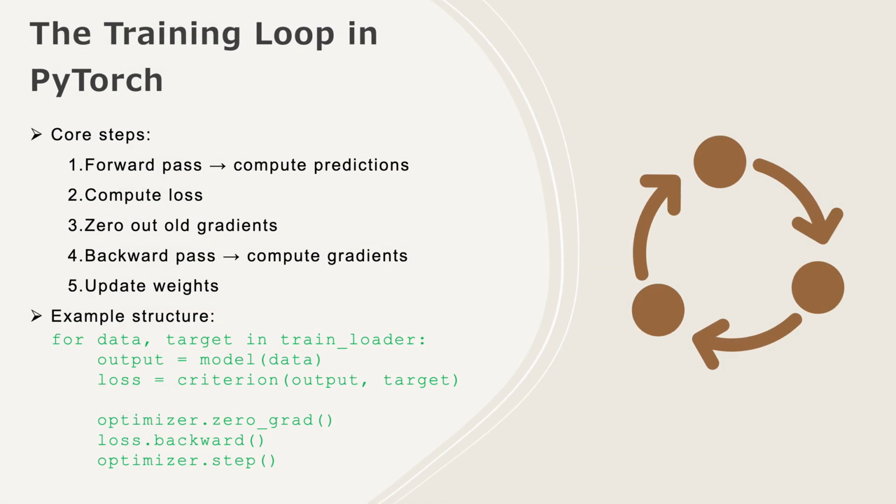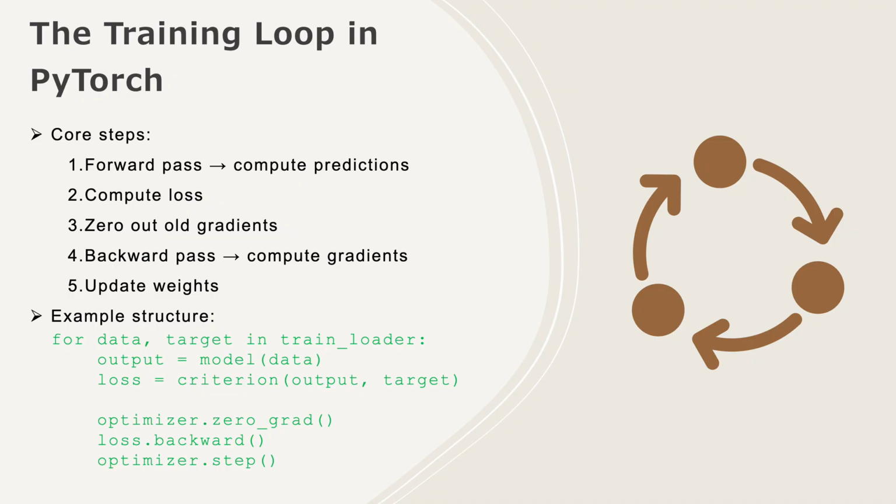Now that we have a model, a loss function, and an optimizer, the next step is actually training the neural network. In PyTorch, training follows a very consistent pattern, and you'll see this same structure across almost every project. The process begins with a forward pass, where we feed a batch of data into the model and compute predictions. Next, we compute the loss by comparing those predictions with the target labels.